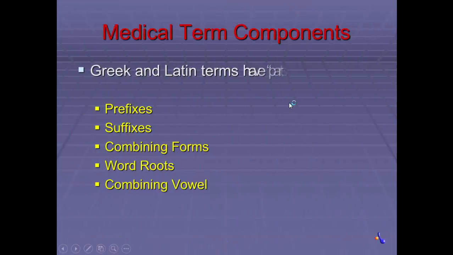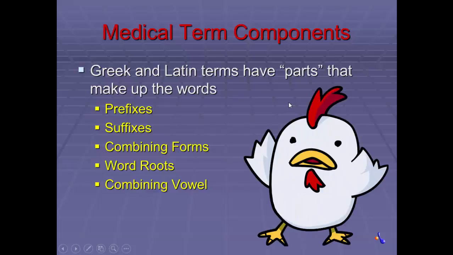Chapter 2, Medical Term Components. Greek and Latin terms have parts that make up the words. These parts that we are going to be studying are some that we've already talked about in Chapter 1. They are the prefixes, the suffixes, the combining forms, word roots, and combining vowels.